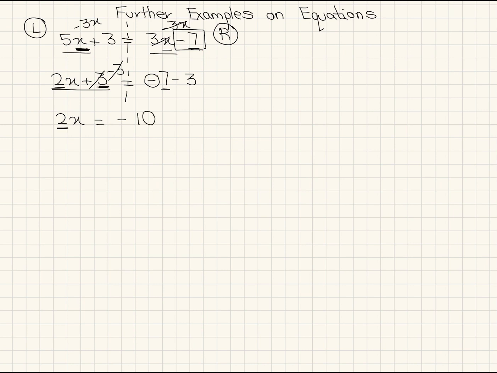All right, now what? Now I need to get rid of this 2 from this side, and if I want to do that, I'll have to divide 2 from this side and 2 from that side. All right, this cancelled out. X equals, so minus 10 divided by 2 is minus 5. All right, so my answer for x is minus 5.